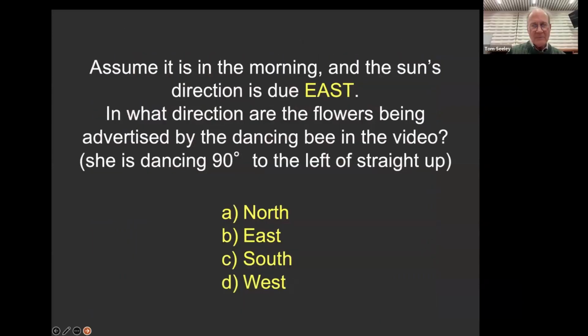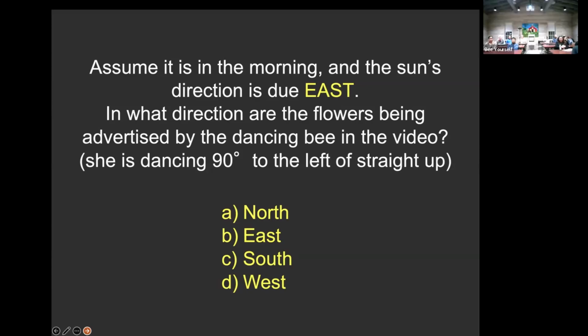So I'm going to ask you now a couple of questions about this bee's dance. Let's assume it's the morning and the sun's direction is due east. Now, in what direction are the flowers being advertised by the dancing bee in the video? And remember, and I'll repeat, she's dancing 90 degrees to the left of straight up, and the sun is in the east. So what's the direction of the patch of flowers?